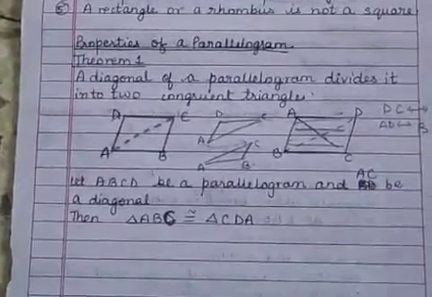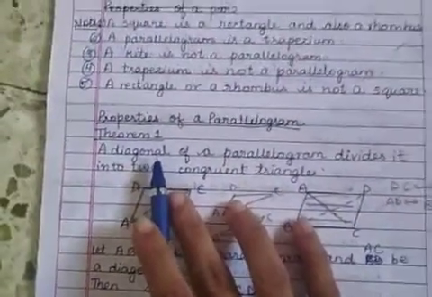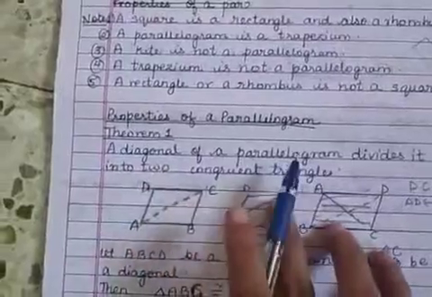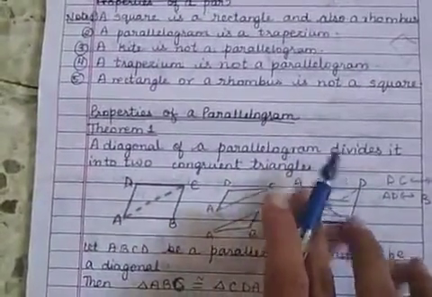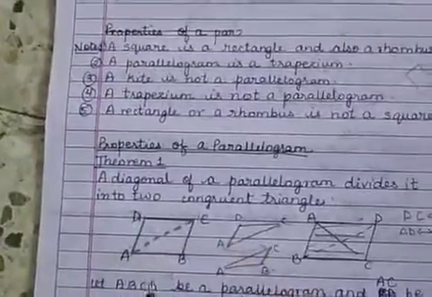In the last class, we saw some properties of a parallelogram. So the first theorem that we saw was that a diagonal of a parallelogram divides it into two congruent triangles. Okay, this was one theorem that we saw yesterday.